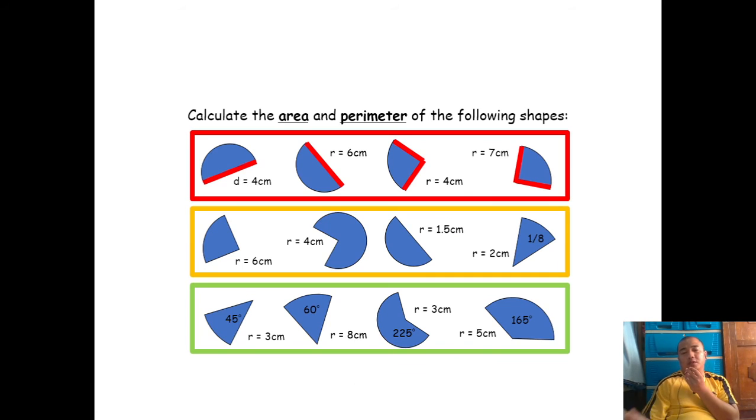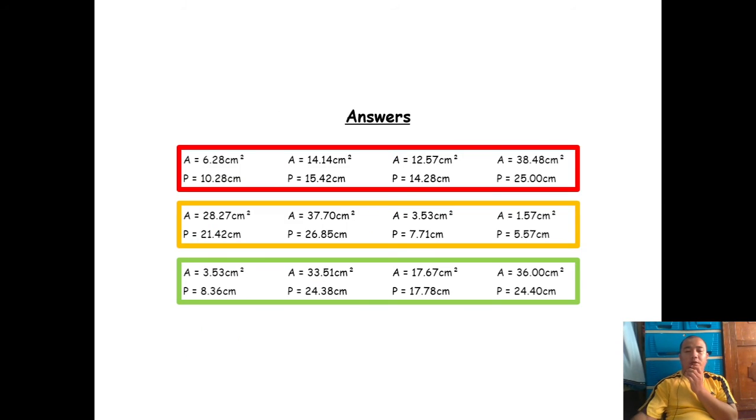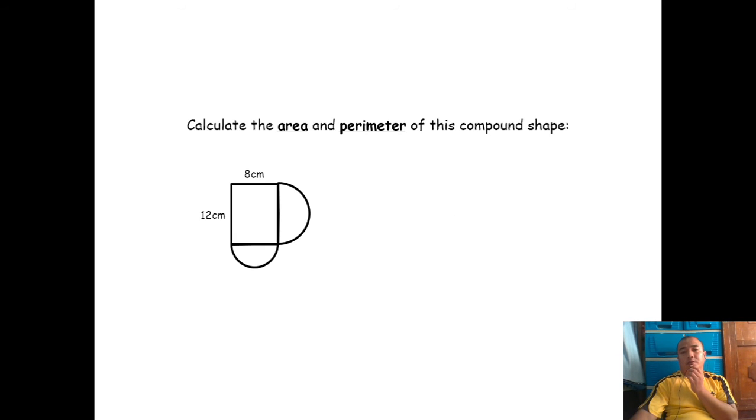So, you can screenshot this part. You can answer the other shapes. Find the area and perimeter of the following shapes. Okay, here are the answers. You can verify your answers from these.